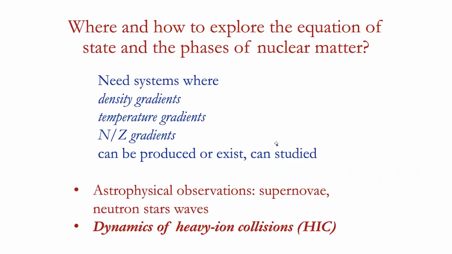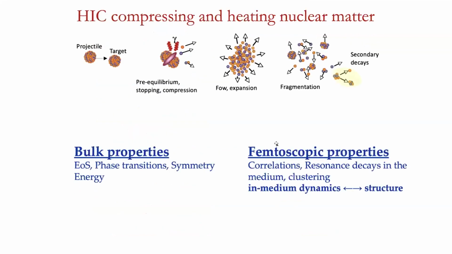So the important thing is that we want to explore systems where we have density gradients, temperature gradients, and N over Z gradients. We want to produce them, or eventually they exist, like in neutron stars, and can be studied. So there were already many discussions about astrophysical observations, like supernova, neutron stars, or gravitational waves, which is part of the phenomena associated to the existence of neutron stars. And then, of course, what I will talk today is about the dynamics of heavy ion collisions. So this is a typical cartoon that you can deduce when you do collisions with some models.